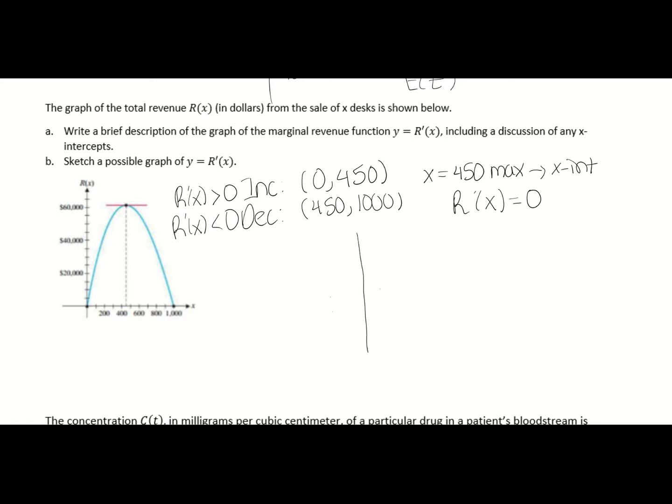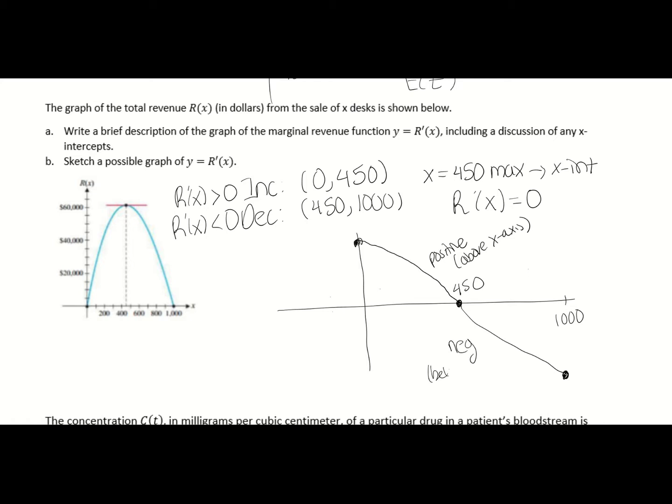So let's take a look at a possible graph. First I'm going to plot the x-intercept. It's going to be right here, 450. The graph goes up to 1000, so I don't want to stop. Increasing means greater than 0, that's above the x-axis. So I'm going to start somewhere right here, going to 450, because this is positive, above the x-axis. And then I'm going to go down somewhere to 1000. I don't know where exactly, it's just a sketch. But here, this is negative, which is below the x-axis.